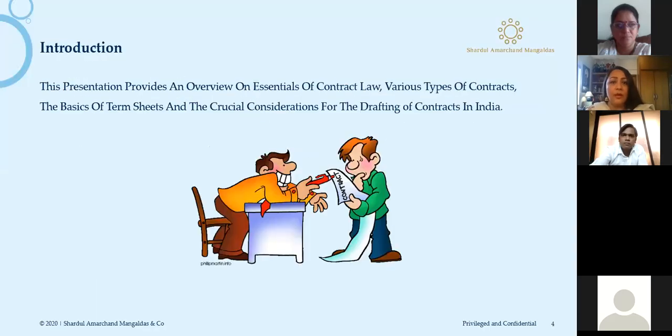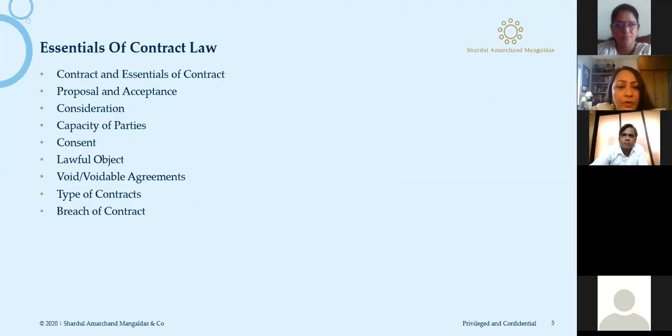So what we are going to do is look at an overview of what really goes into formulating and structuring a contract, and what are the different elements of the contracts that we need to take care of while we are drafting them. So we'll begin with this.